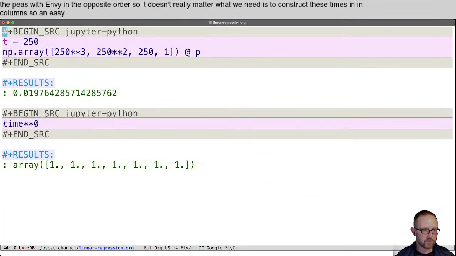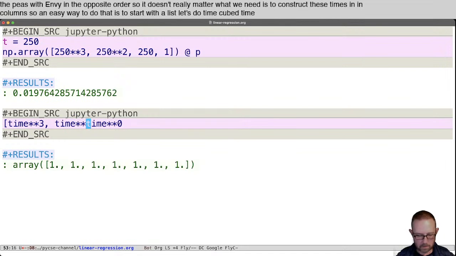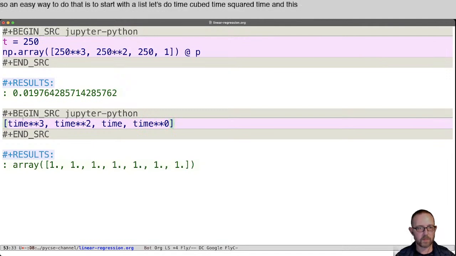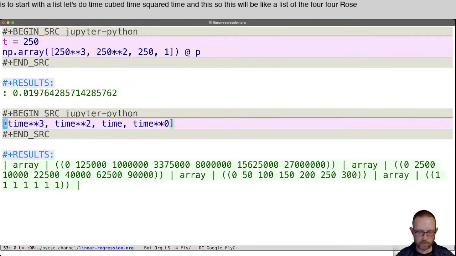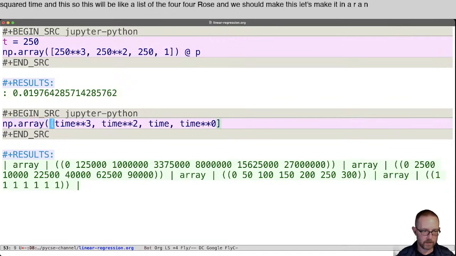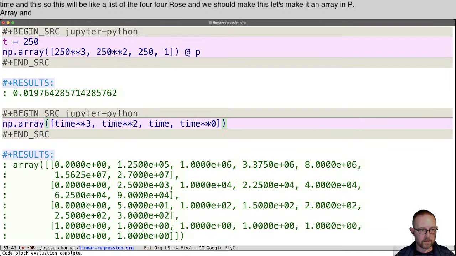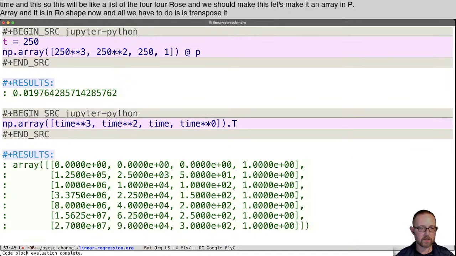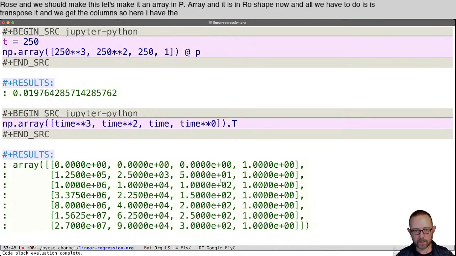So an easy way to do that is to start with a list. Let's do time cubed, time squared, time, and this. So this will be like a list of the four rows. And we should make this an array, np.array. And it is in row shape now, and all we have to do is transpose it, and we get the columns. So here I have the ones on the right. Here's the time squared, and time cubed.